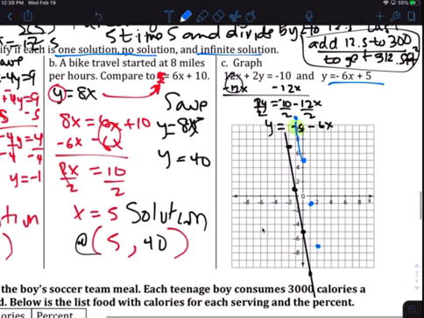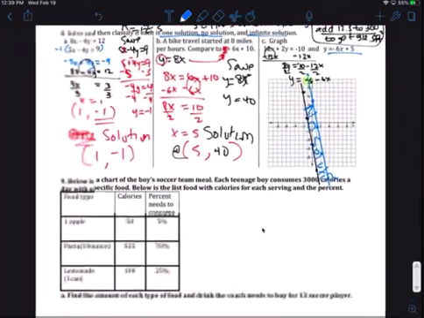And notice the lines are parallel. So this is called no solution. They don't meet anywhere. Okay?